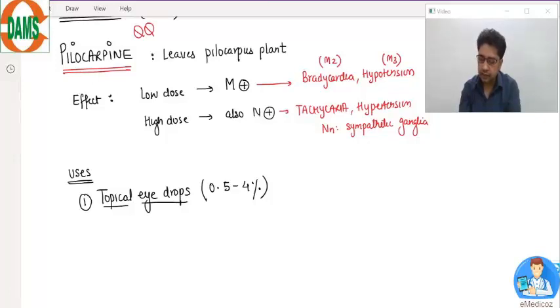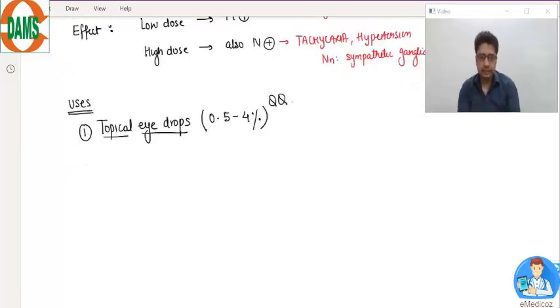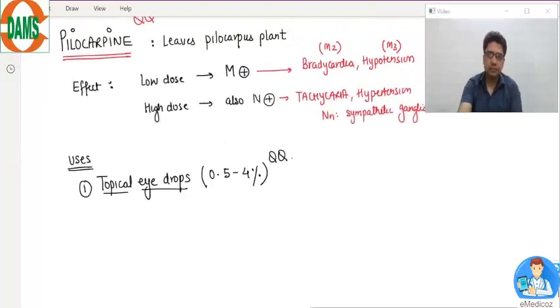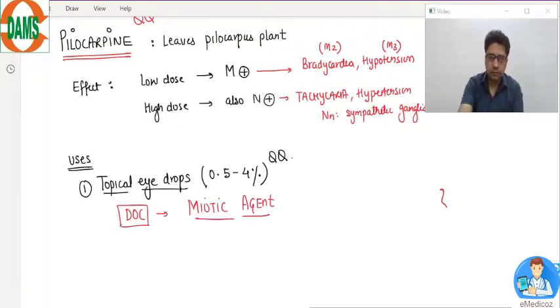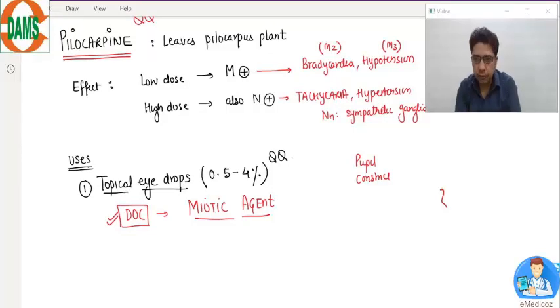To produce miosis, the drug of choice is pilocarpine. How can we remember this drug? If we give topical eye drops of pilocarpine, it produces miosis, and it is a drug of choice to produce miosis. How to remember this point? Remember, pupil will constrict with pilocarpine. If you want to constrict the pupil, the best drug you have is pilocarpine. P for pupil constriction, P for pilocarpine.